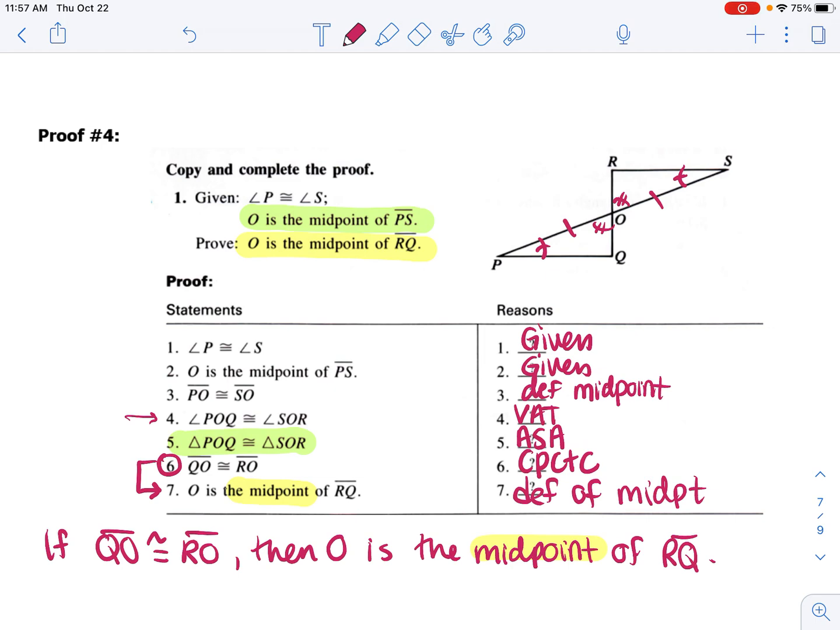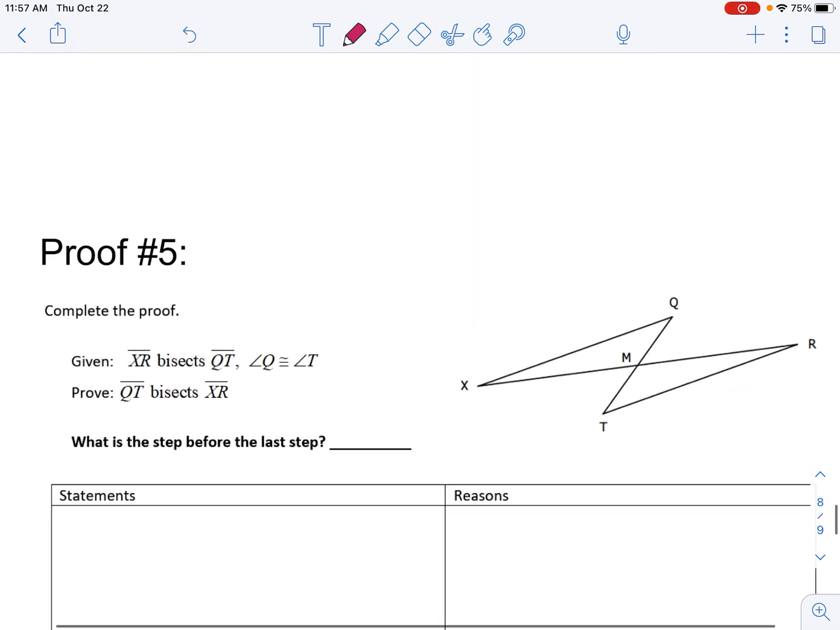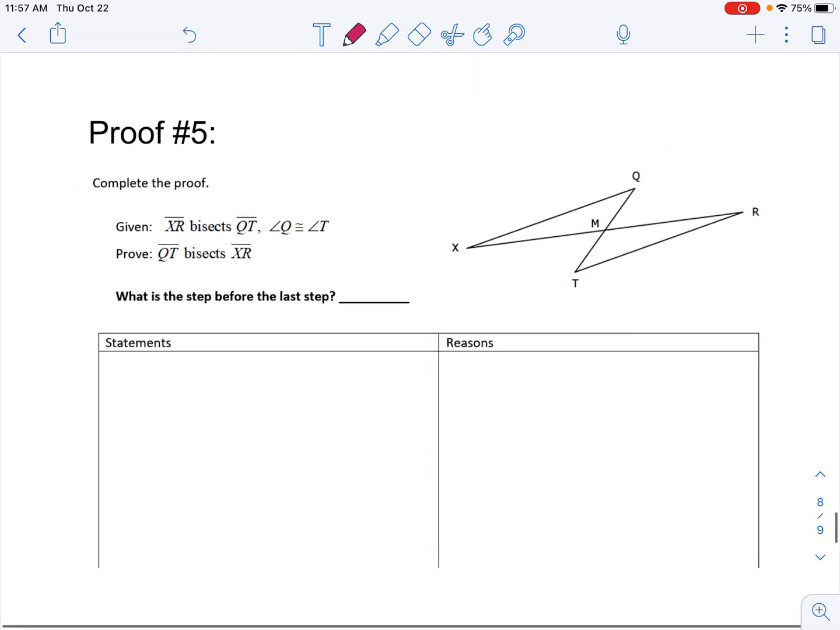Take a moment to think about how you did. Where did you make mistakes? How can we correct those mistakes? Okay. One last proof, I would like you all to pause and try to complete this proof entirely on your own. Think about how we can get to that last step.